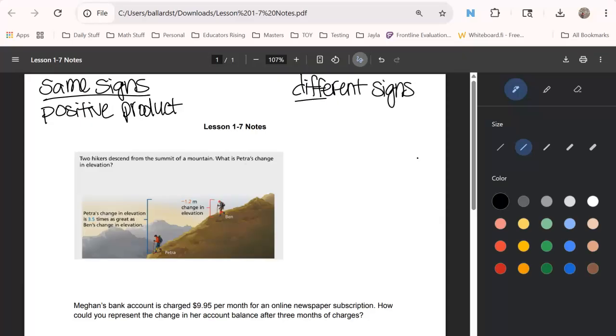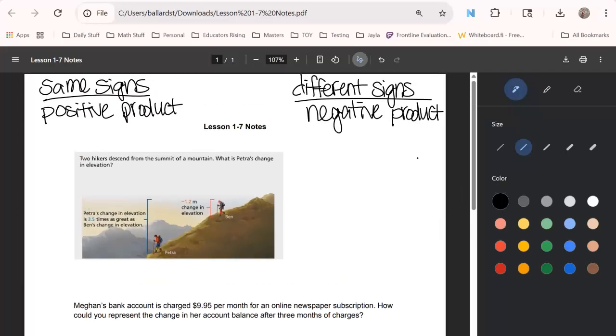so you should be writing this down on the sheet, we get a negative product. So meaning one of the numbers is positive, one of them is negative. You multiply the two numbers and then you'll get a negative answer.